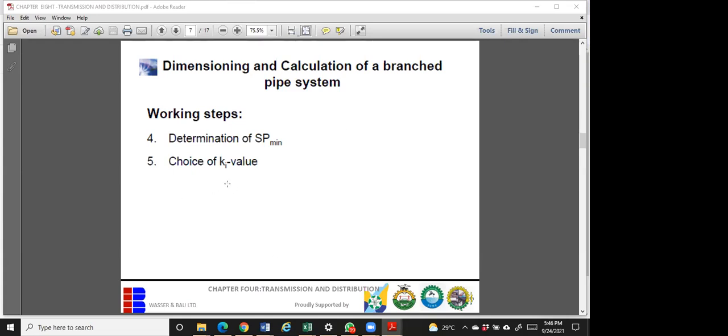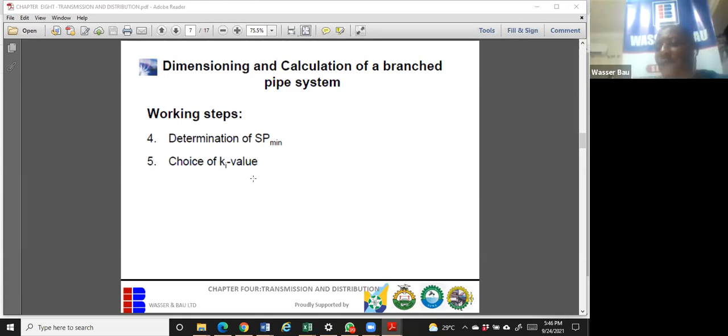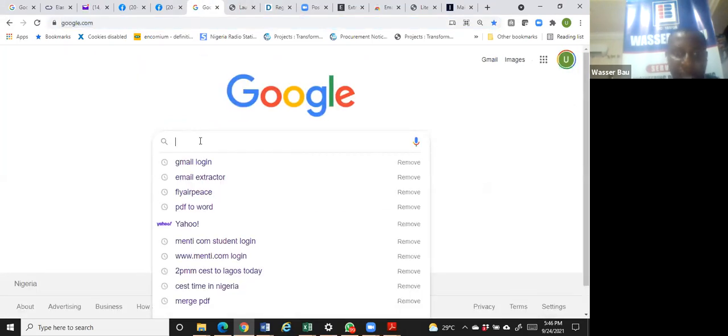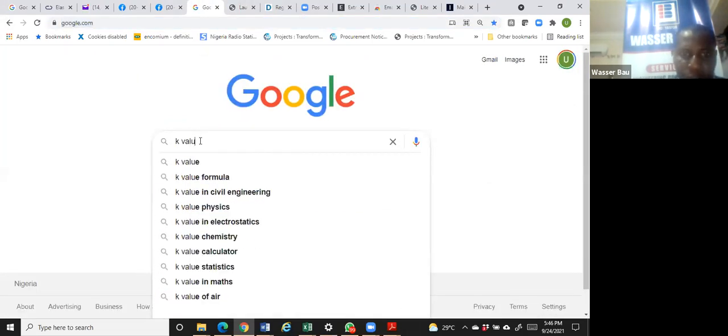Okay. Then choice of K value. How do you choose your choice of K value? That's very simple. I want to go to Google and choose it. If I'm using concrete pipe, I know this value. There's a value for it. If I'm using PVC pipe, there's a value for it. So here, I will say K value. This is my Google. K value of pipe materials.